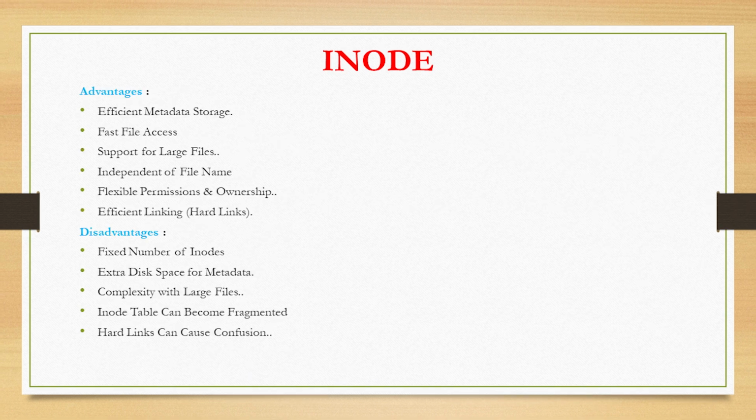Next are the advantages of the inode: efficient metadata storage, fast file access, support for large files, independence from file names, flexible permissions and ownerships, and efficient linking. And the disadvantages are the fixed number of inodes, extra disk space for metadata, complexity with large files, the inode table can become fragmented, and hard links can cause confusion.